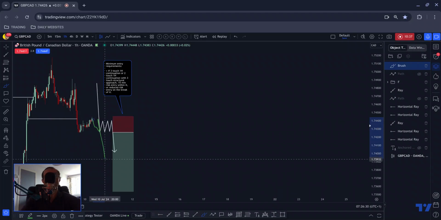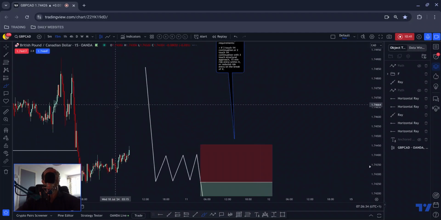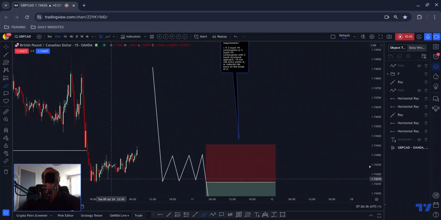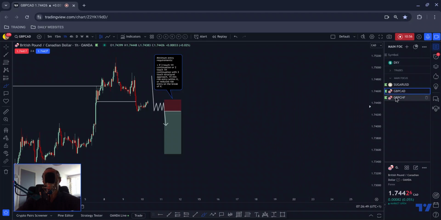And if this doesn't form and it just consolidates as it has, there's no real structure to this; it's just consolidation. So I'm just going to let price do its thing. And if this doesn't form, then it's all good. That's fine. So that is pound CAD and pound Swiss.